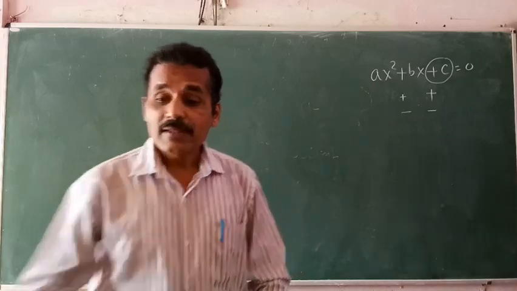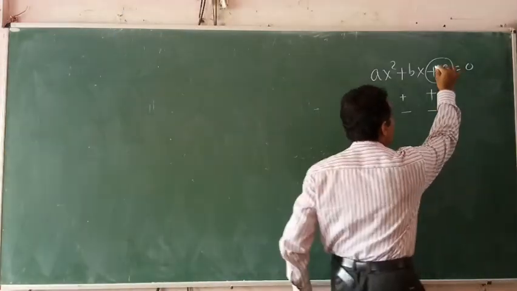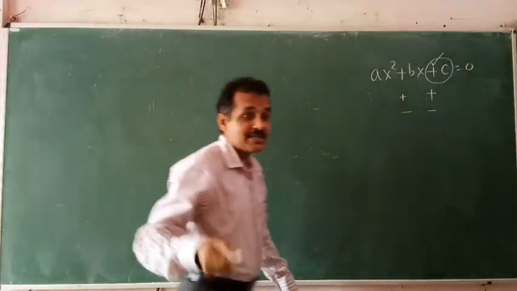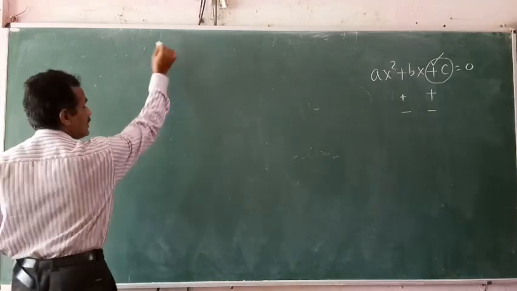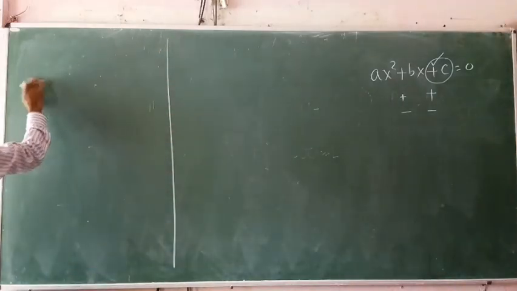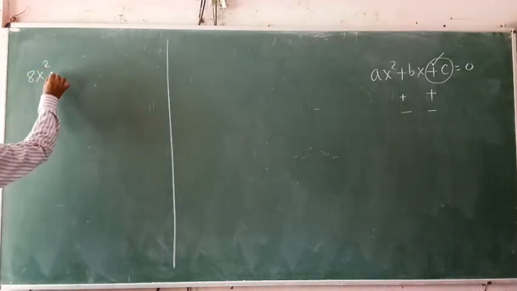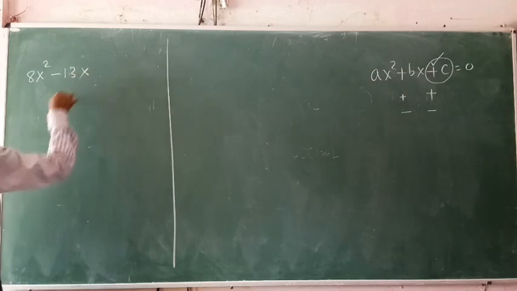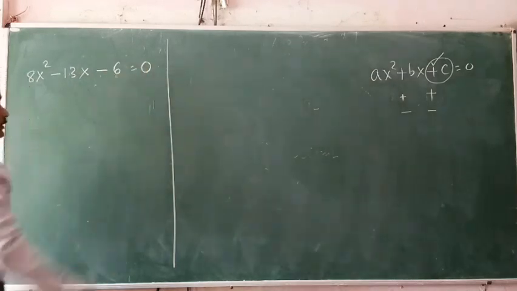And today, let me start the problems where the sign of the constant is negative. Come on, let me take some problems. I will solve enough number of problems for your practice. Let me take the first one. Say 8x square minus 13x minus 6 is equal to 0.